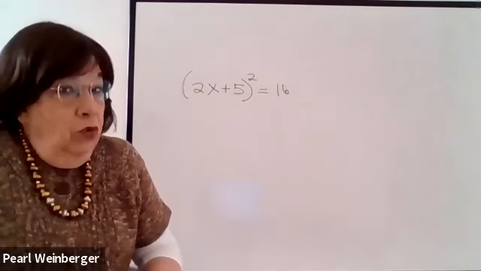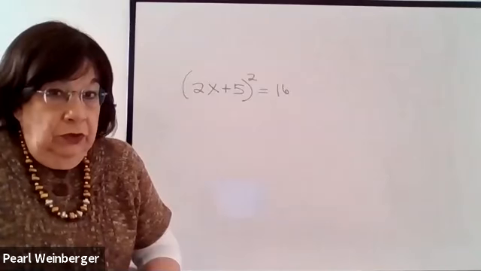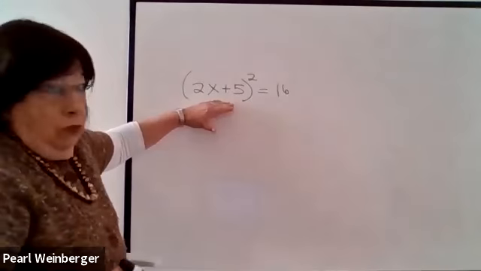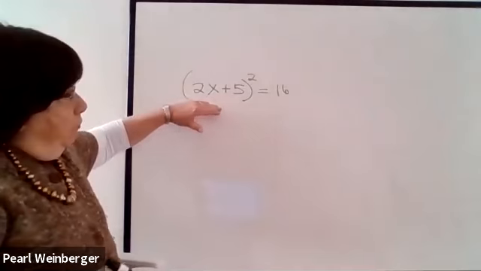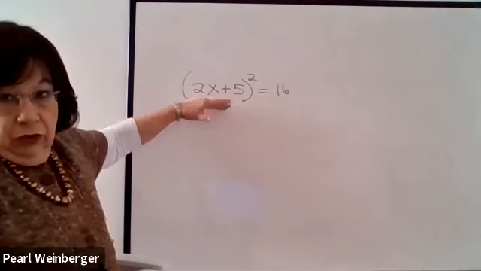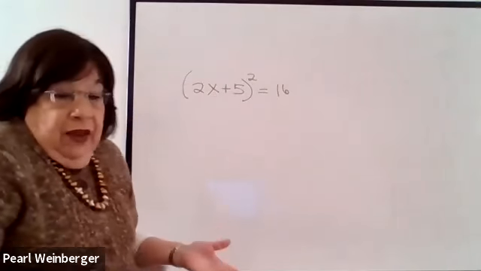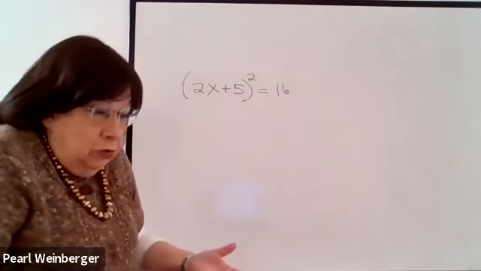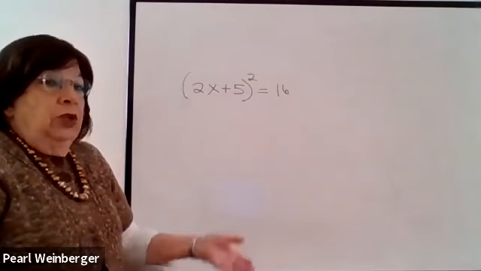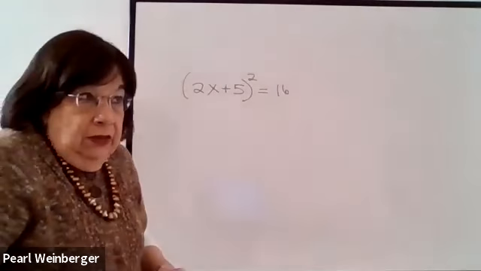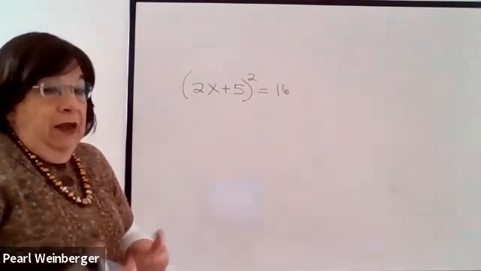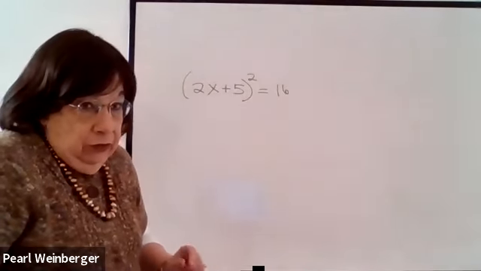Well, there's a very long process that we could use: remove the parentheses by doing FOIL on the 2x + 5 times 2x + 5. Get everything, they'll have an x squared term in it, so I'll know it's a quadratic equation. So I'll bring everything to one side and set it equal to 0. And then I'll have to factor it.